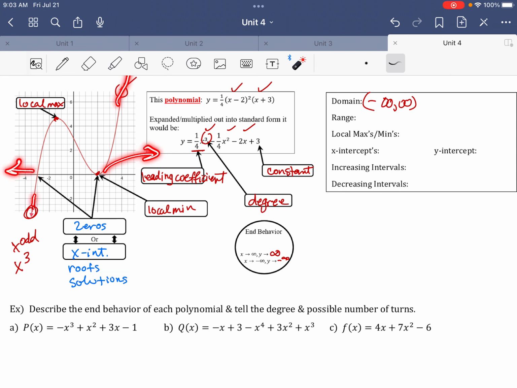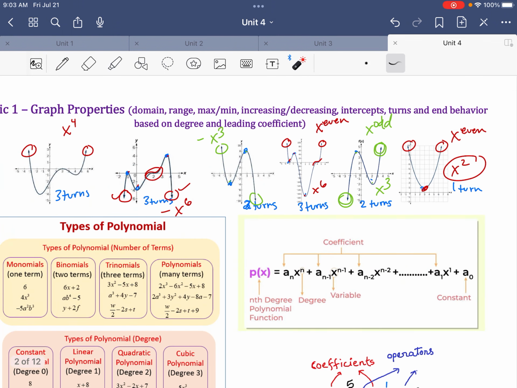And you can see that this does. It keeps going up to the right and down to the left. And it just so turns out that my graph goes up forever and down forever. So my range is also negative infinity to positive infinity. Now, the domain is always this on all polynomials, but the range could change. So let's look back here.